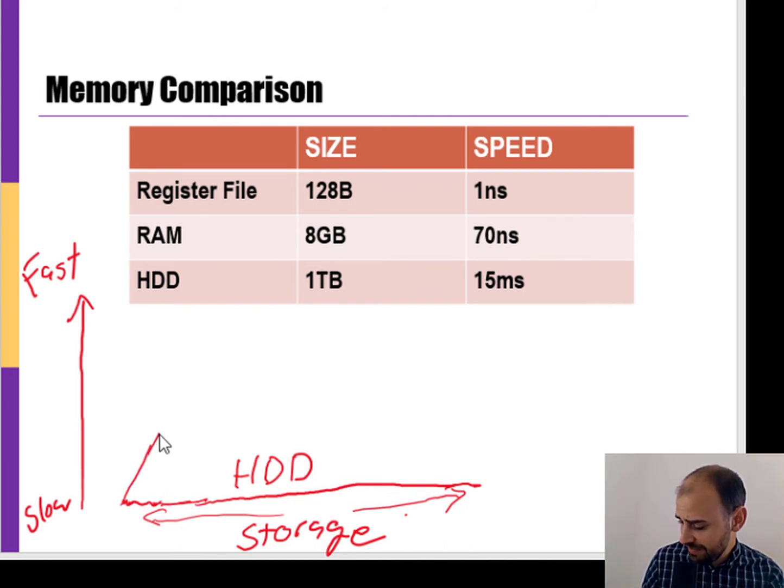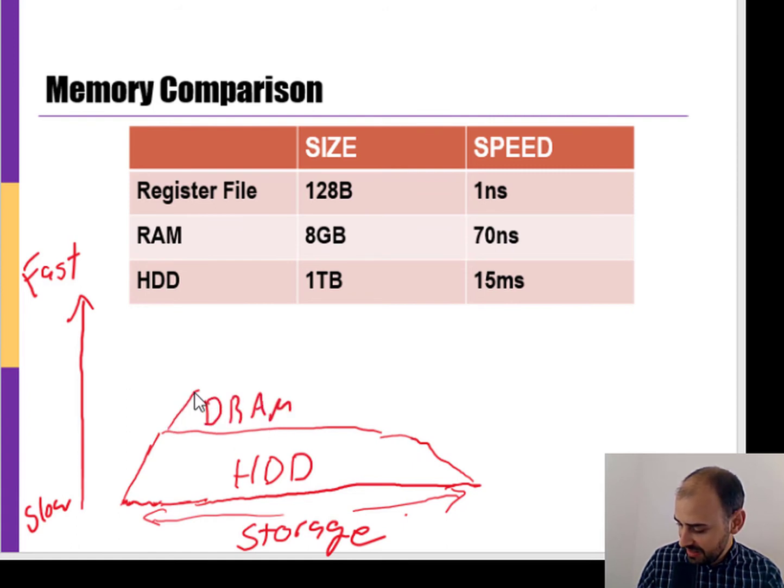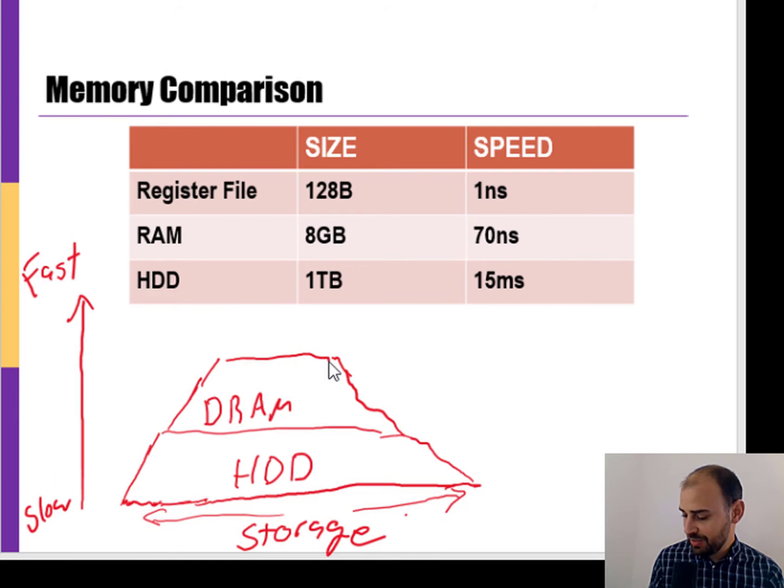So if we go up, this is where we start seeing a hierarchy form, okay? And we look at your main memory or your DRAM, okay? It has a smaller amount of storage, okay? So the amount of storage is smaller, but it's further up. It's faster here, right?